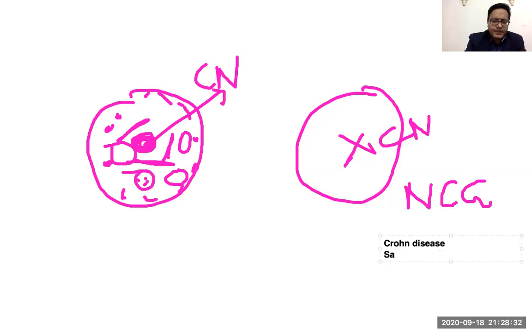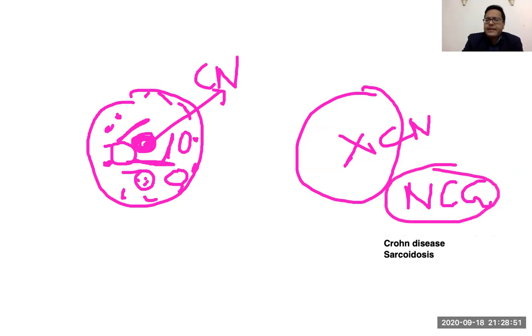Another example you can typically see is sarcoidosis, typically seen in lungs or skin biopsy or other places, because sarcoidosis is a multisystemic disease. And Crohn disease you typically see in the GI biopsy. And this is an example of non-caseating granuloma, NCG.